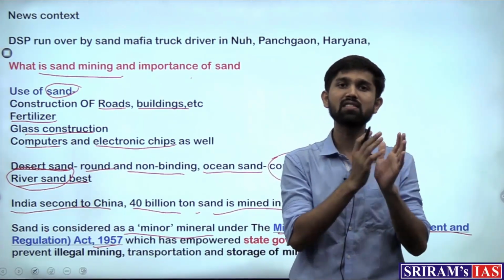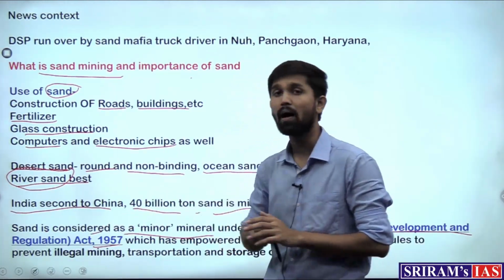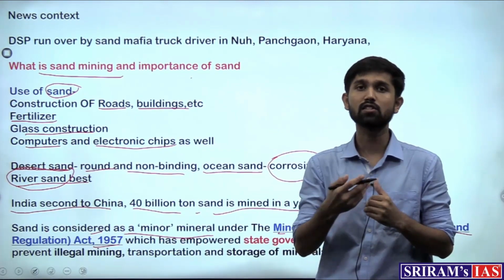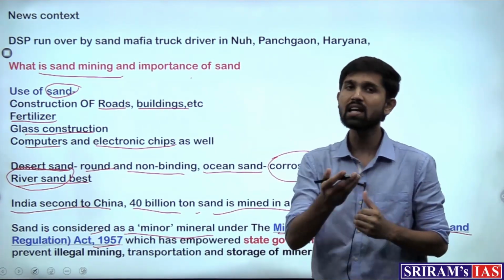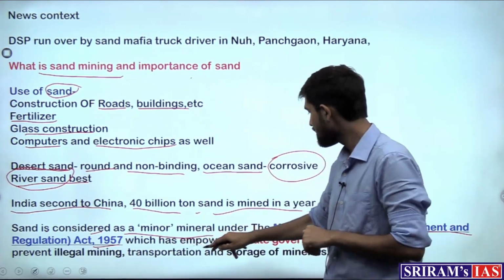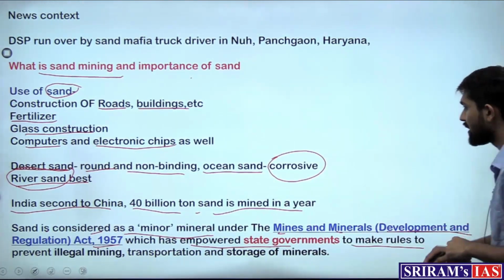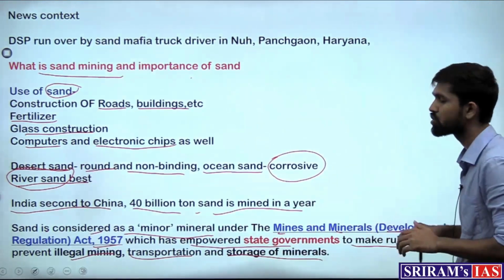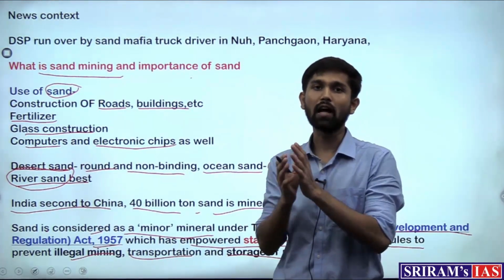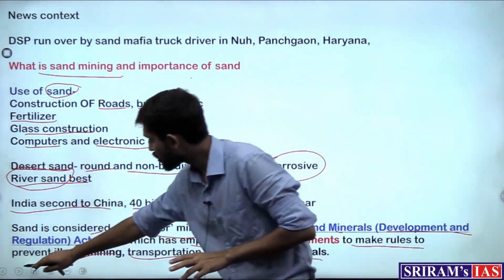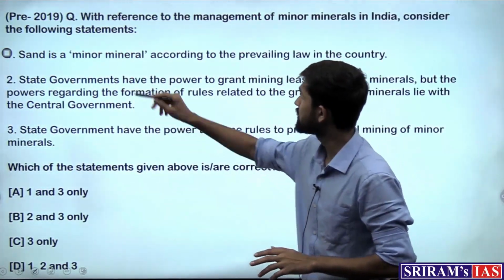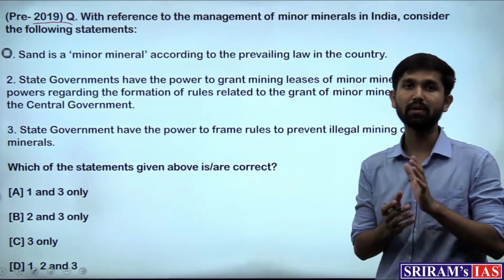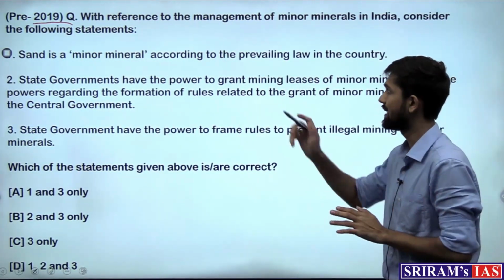So minor minerals are those of which sand is a part, those minerals for which the responsibility and jurisdiction for regulation is given to the state government. In this case, the state governments are empowered to make rules to prevent illegal mining, transportation and storage of these minerals. In this context as well, UPSC asked a question in 2019 prelims involving sand and its connection to minor minerals and the regulation of sand as a minor mineral.